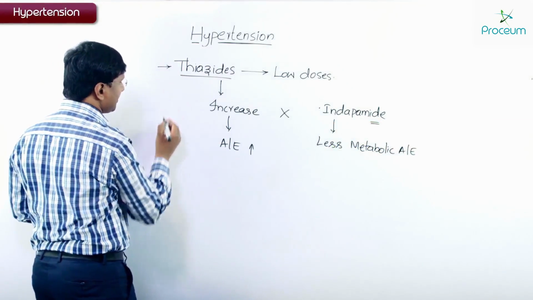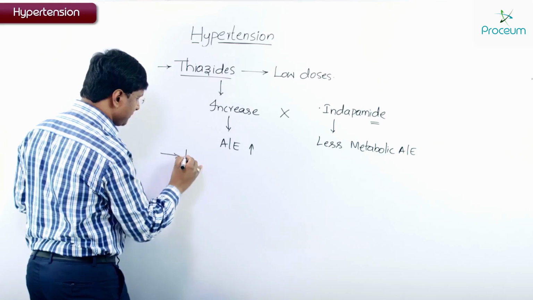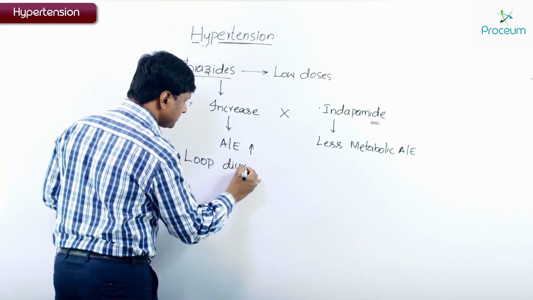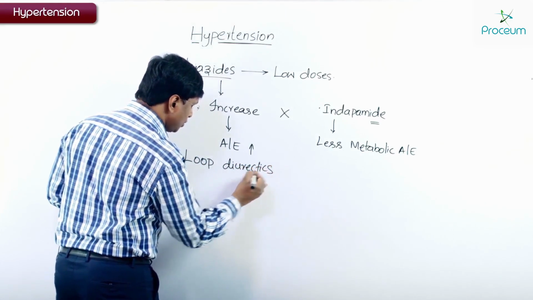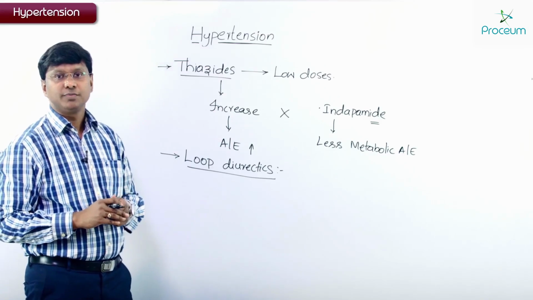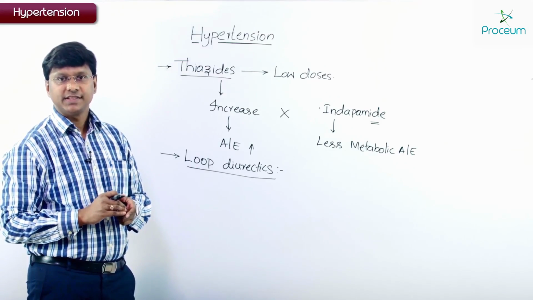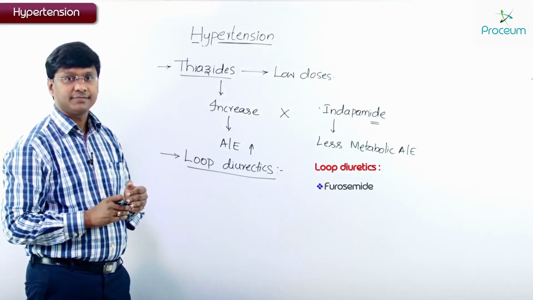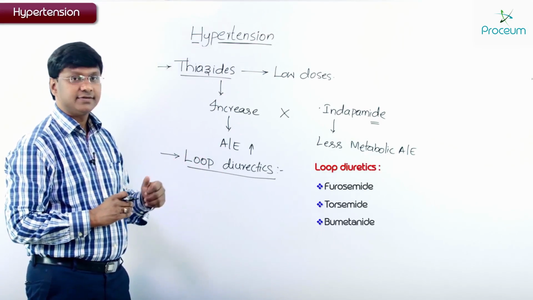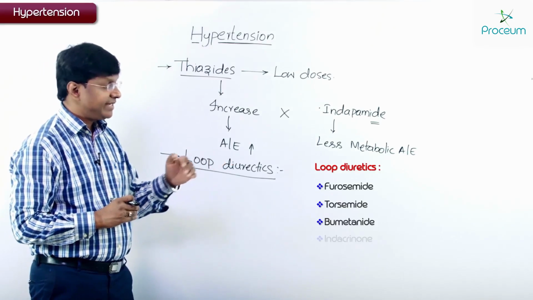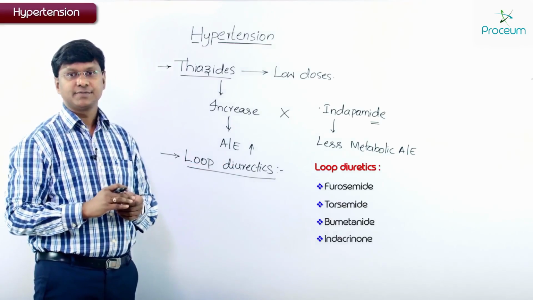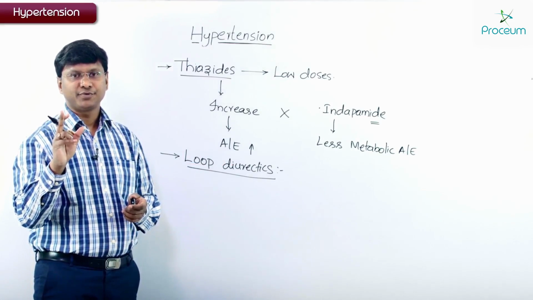Now, the other group of diuretics we use in the treatment of hypertension is the loop diuretics. If you take these loop diuretics, they include Furosemide, Torsemide, Bumetanide, and Indapamide. So these are the loop diuretics. But remember a very important point.